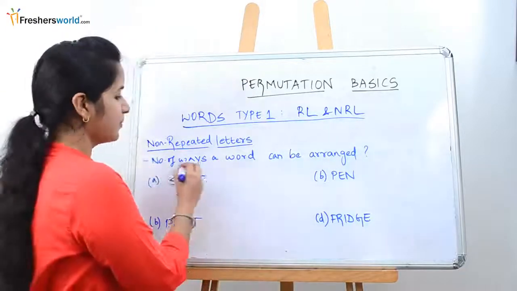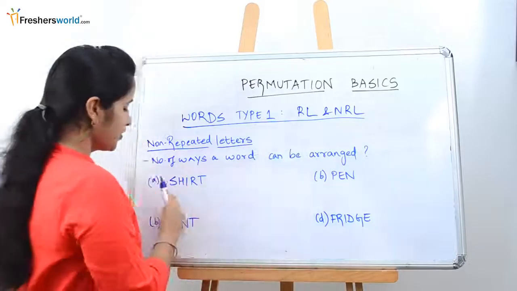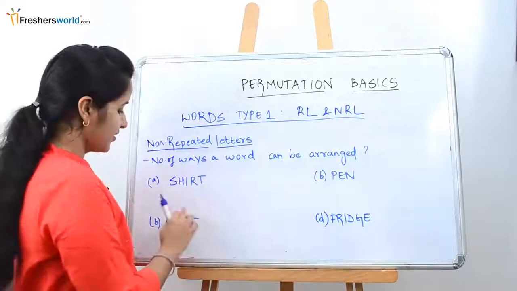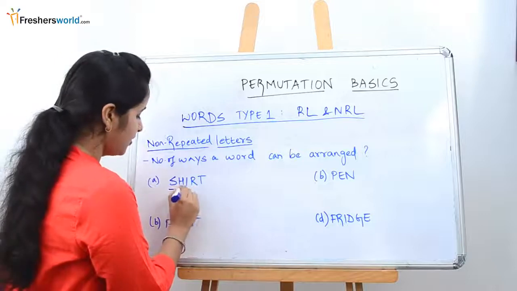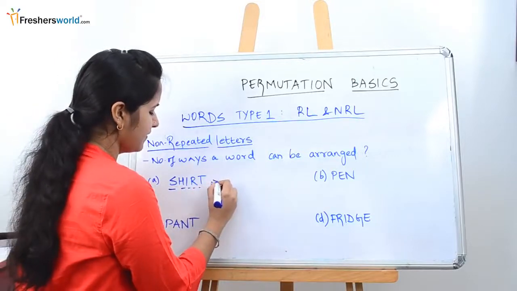So, the question is the number of ways a word can be arranged. They have given the word shirt. So, how many letters are there? 1, 2, 3, 4, 5. So, 5 letters are there.